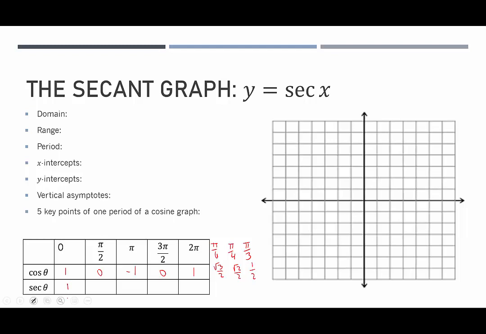The reciprocal of 1 is 1. The reciprocal of 0 is not a thing. It's undefined. The reciprocal of negative 1 is negative 1. The reciprocal of 0 again is undefined. Here it's 1. This would end up being 2 root 3 over 3, because if you took the reciprocal of root 3 over 2, that root 3 would get moved down to the denominator, and then you'd want to rationalize. The reciprocal here would be root 2, and the reciprocal here is 2.